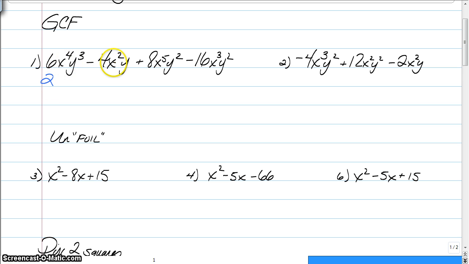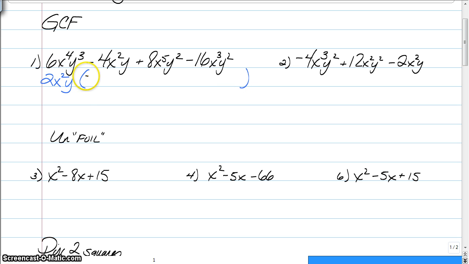Then we have an x to the 4th, an x squared, an x to the 5th, and an x cubed. When you're working with variables, it's the variable with the smallest exponent. And then finally we have y cubed. Y, we already found it, unless there was one that didn't have a y, but they all do. So then you just factor it out. Little tip, if you have 4 terms inside your parentheses, you need 4 terms when you're done.